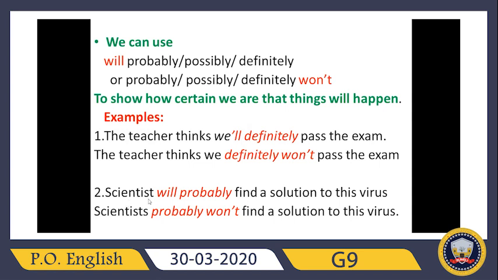Number two, scientists will probably find a solution to this virus. Scientists probably won't find a solution to this virus. So, if I want to use will with these words, here I have this here and this here. So, will first, then probably; here probably first, then won't. Got it or not? Let us do it again.